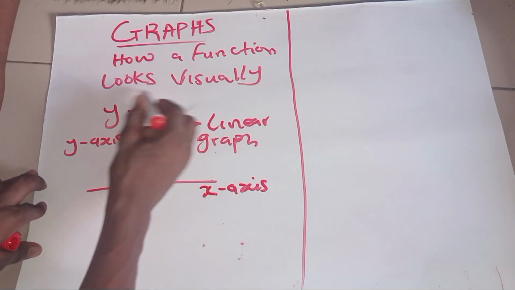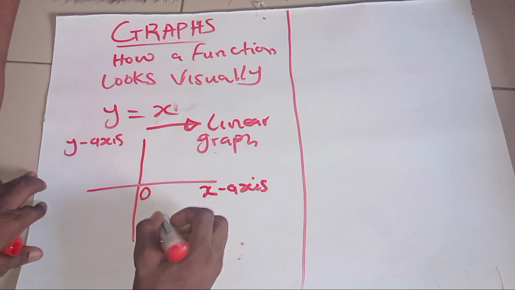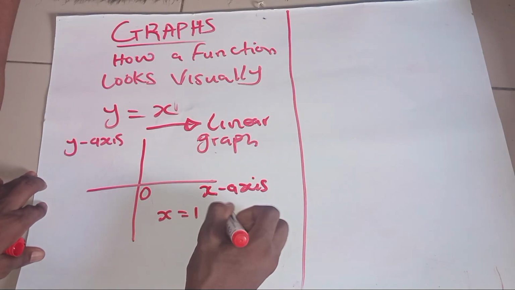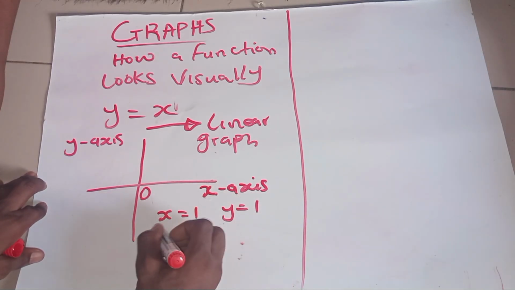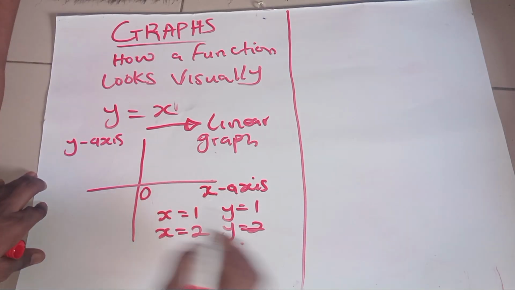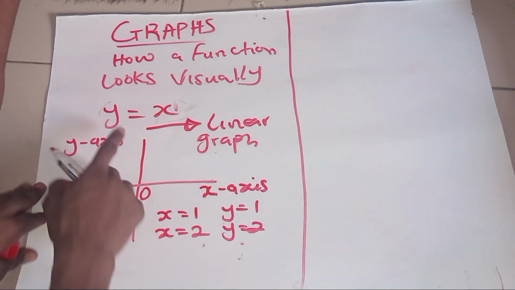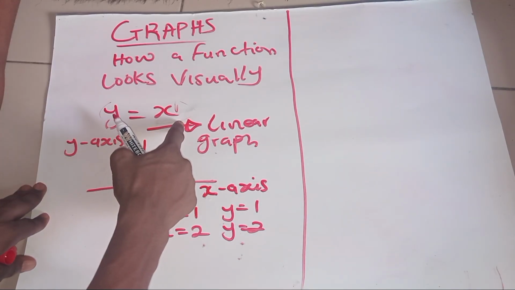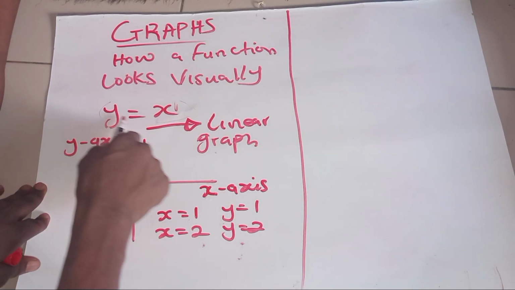Now, if for instance, the graph I have here is y equals x. Now, when I have values for this, I can say if my x is equal to 1, my y is also equal to 1, then if my x is equal to 2, my y is also going to be equal to 2, because I'm using a linear graph. You understand me? So if my x is 1, y is supposed to be 1.